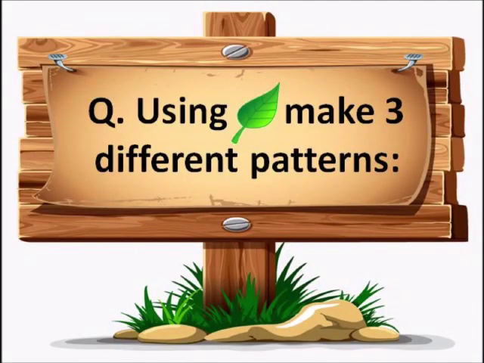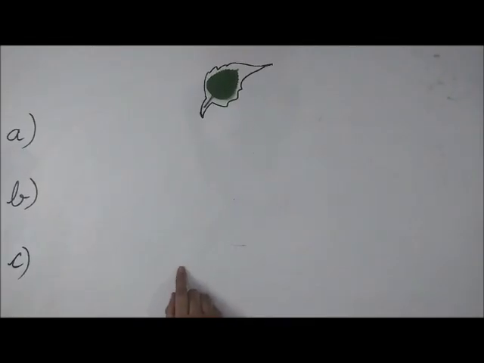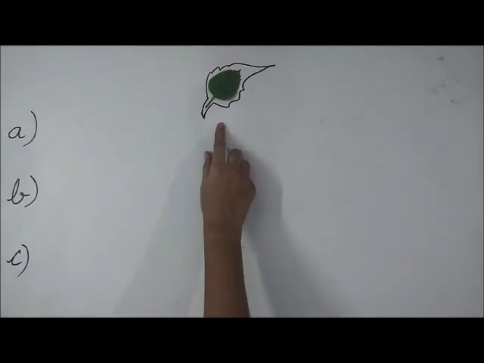Our last question is make 3 different patterns by using leaf. Here we need to make 3 different patterns by using this leaf. So start. I have one leaf.